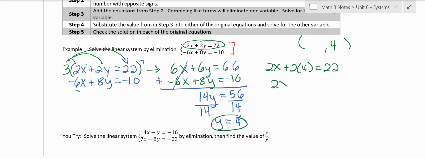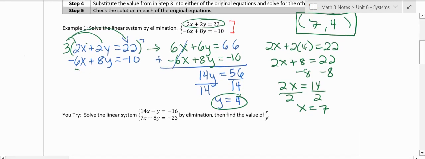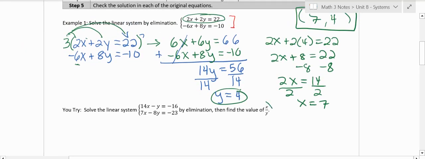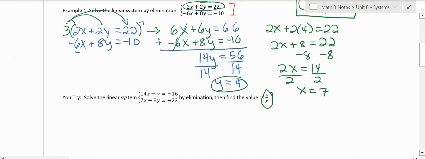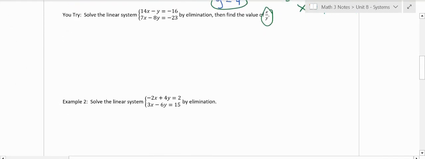and solve. So I have 2x plus 8 is 22. And then solve it from there. So 2x equals 14, and then x would be 7. So my final answer would be 7, 4. For the U-try, just to point out, you're getting asked to find what's x over y, so you are going to do something with that final answer like we saw in the other video.